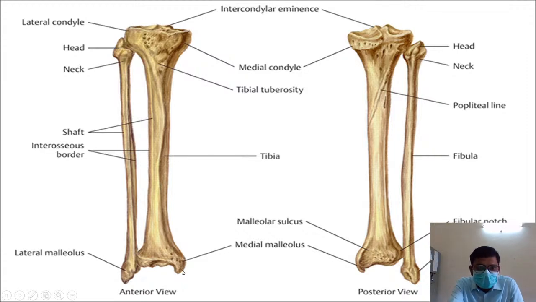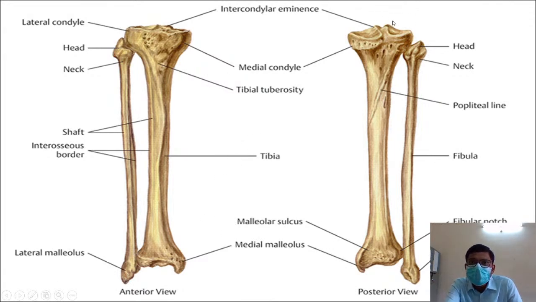And the lower end of the tibia is narrow and it forms the medial malleolus, which is nothing but a projection which participates in the ankle joint. Coming to the fibula, this is the head of the fibula, and you can see the neck of the fibula, and this is the shaft of the fibula, and also this is the lateral malleolus. The lower end of the fibula forms the lateral malleolus of this ankle joint.